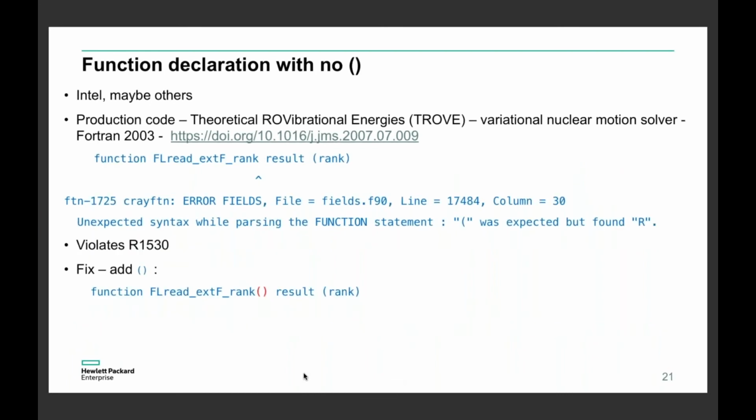Function declaration with no brackets. Well, I don't know how much it costs to type 2 more characters and have conforming code. Perhaps originally it was a subroutine and then it became a function and people forgot to add the brackets. So one compiler rejects this and it violates the syntax rule. The fix is trivial, so it should be done, really, no excuse.